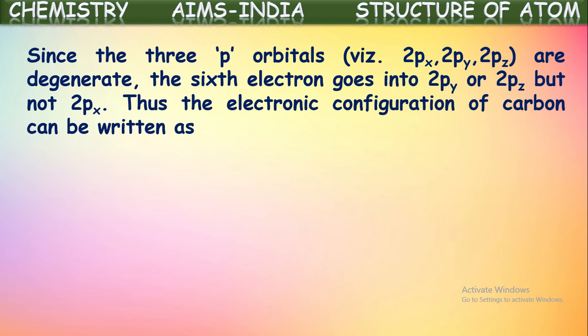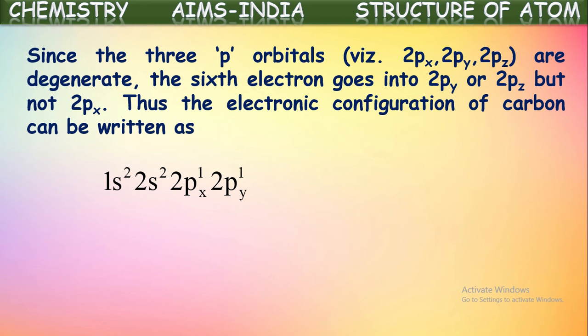So according to Hund's rule, this sixth electron, instead of being paired up with this fifth electron, will enter either 2py or 2pz, but not 2px. Thus, the electronic configuration of carbon can be written as 1s2, 2s2, 2px1, 2py1, and 2pz0. But it is not 1s2, 2s2, 2px2. It won't be 2px2 because it won't pair up with that electron.